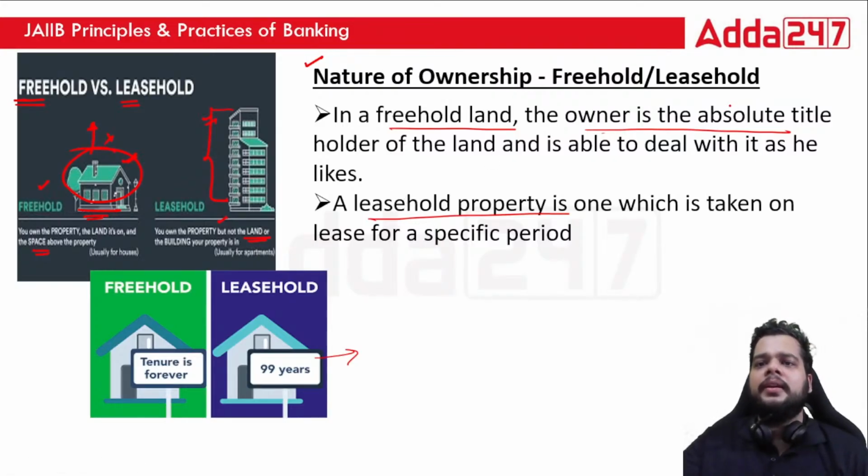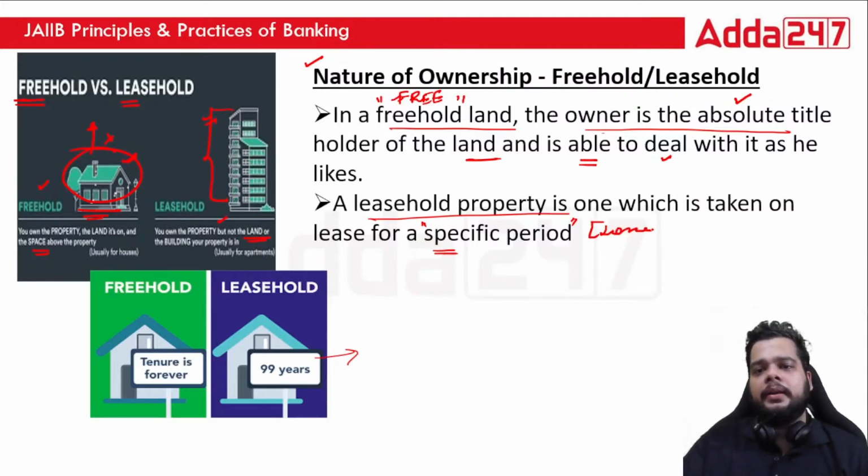So a freehold land owner is the absolute title holder of the land and is able to deal with it as he likes, whatever he likes, because this freehold land gives him or her the free will to do whatever he or she wants to do. Leasehold is the one which is taken on lease for a specific time period. You do not own the land per se, but the building is on lease. Like that you can remember. So freehold tenure is forever, leasehold tenure is 99 years normally.